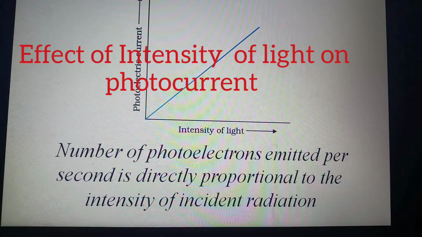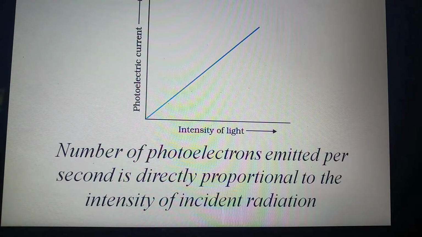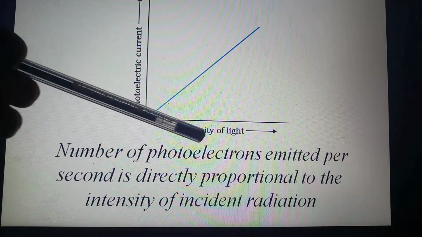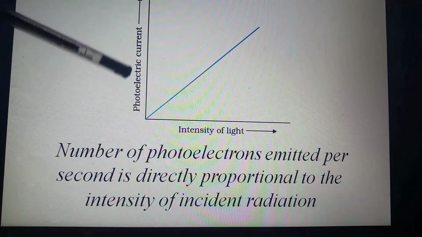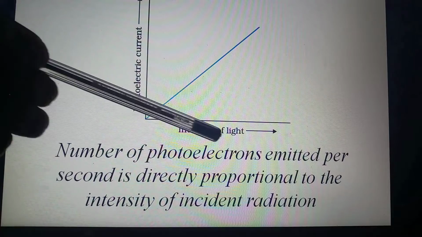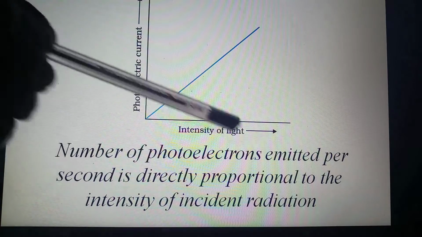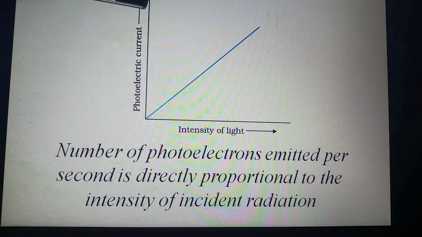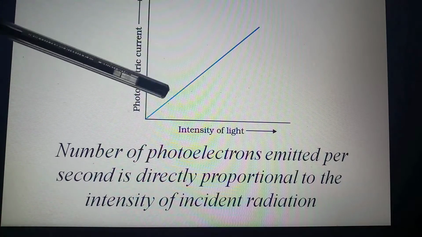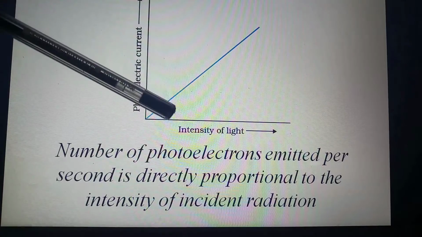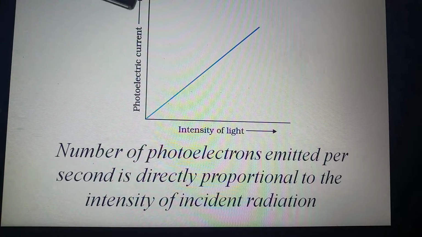This is the graph for the photoelectric current for different intensities of light. When you vary the intensity, along the x-axis we have the intensity, and along the y-axis we have the photoelectric current. When we change the intensity, we check what the current is. What happens, you can see in the graph, is a straight line. So the intensity of light and the photocurrent are proportional.